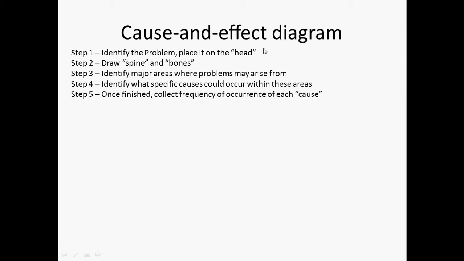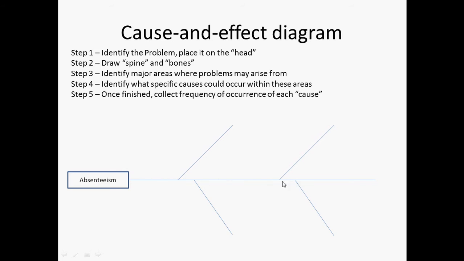Next is the cause and effect diagram. As I said, it's also called Ishikawa diagram or fishbone. Identify the problem, place it on the head. Draw the spines and bones. This is my problem, absenteeism. Nothing to do with operations, everything to do with HR. Let's try. This is my spine and those are the bones. It already started to look like a fishbone with a head, spine and bones.